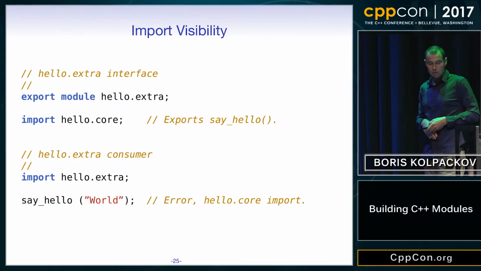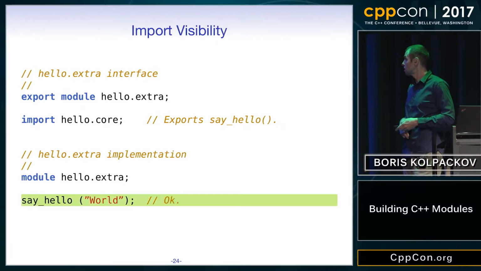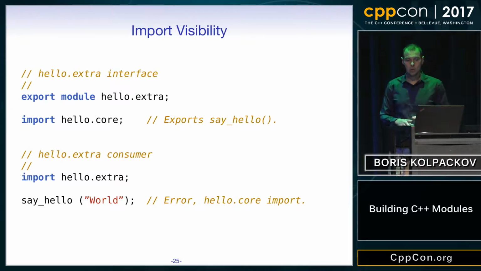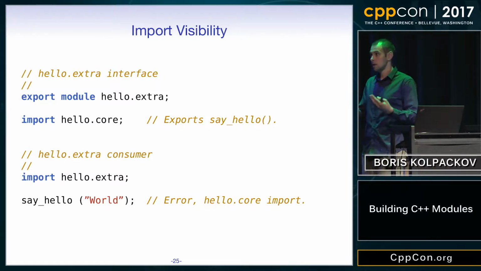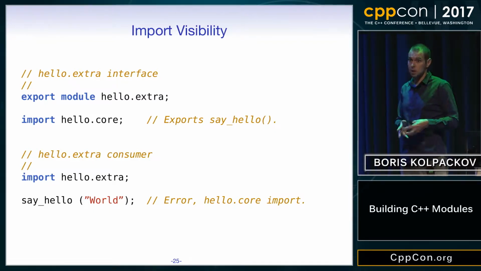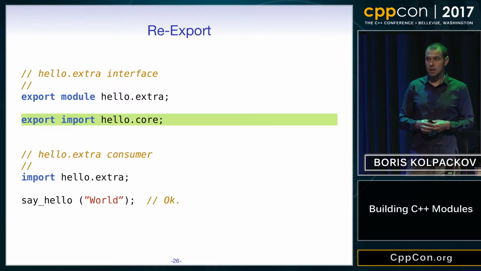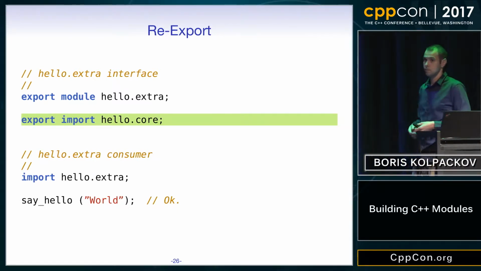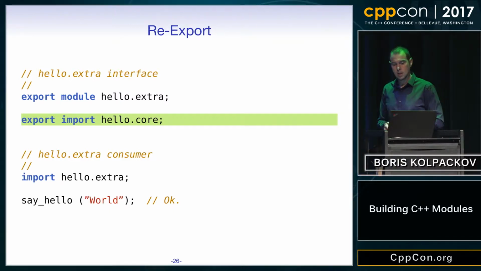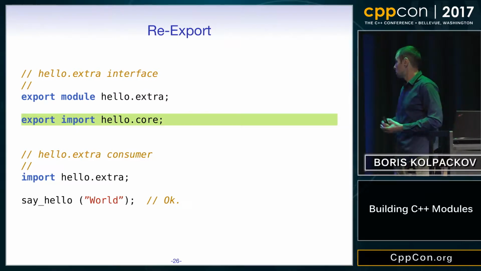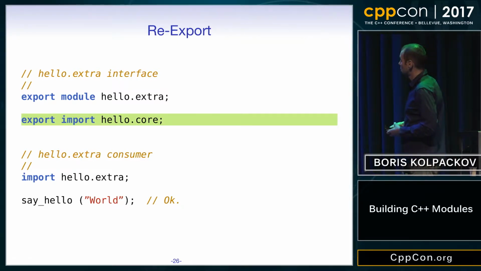This is not the case, however, for consumers. So this is the same example, except now instead of an implementation unit, we have a consumer. So if we merely import hello core, hello extra, the say hello function that was imported from the hello core module is not automatically visible unless the interface decides to re-export the imported module. So this is this funny looking syntax, which caused quite a commotion on Reddit, but I think it actually makes perfect sense. So you export imported module hello core.